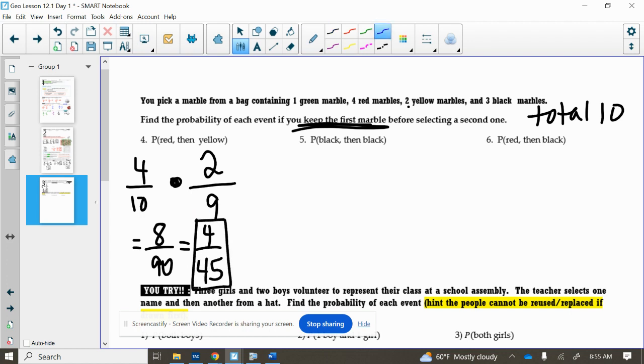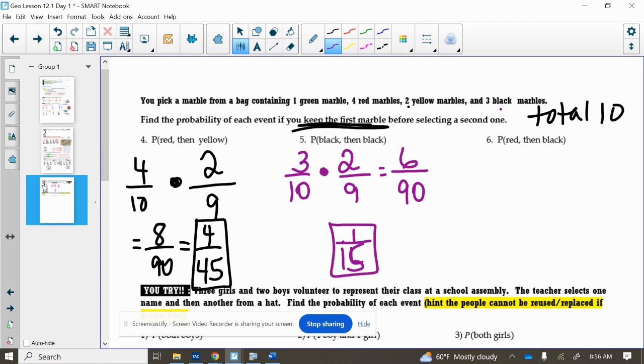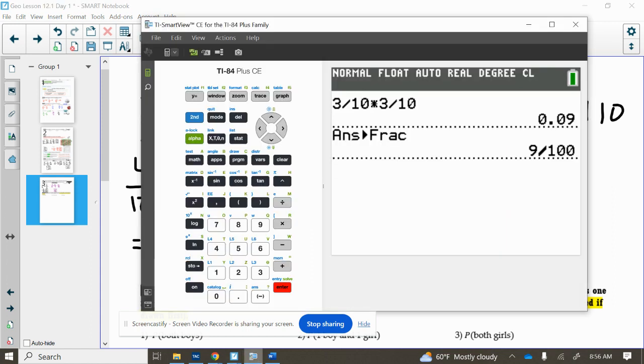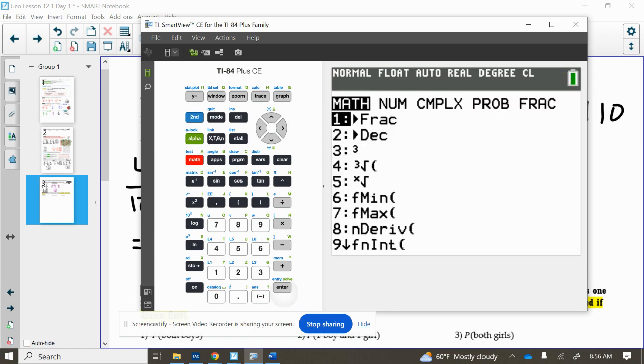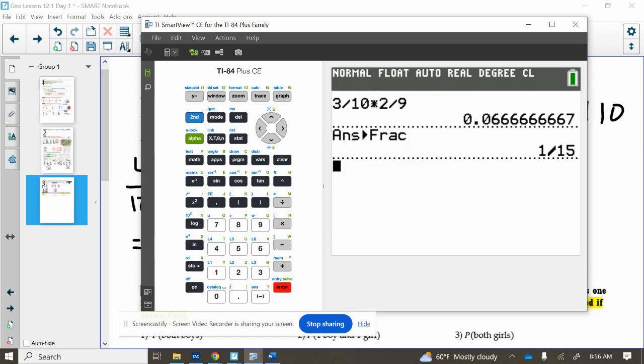The second one, if I'm starting and I want a black marble, all right, again, I have 3 out of 10 potentially. Well, if I keep that first black marble out, I only have 2 black marbles out of 9 total marbles that I could potentially pull on that one. So this one's 6 out of 90, both divisible by 6. So 1 out of 15 would be our reduced fraction there. And again, you can always just type these in the calculators, 3/10 times 2/9, and then math enter is another way each time if you're not doing it mentally.